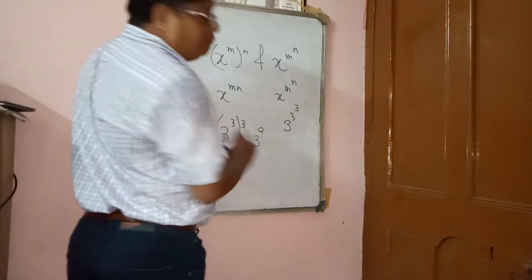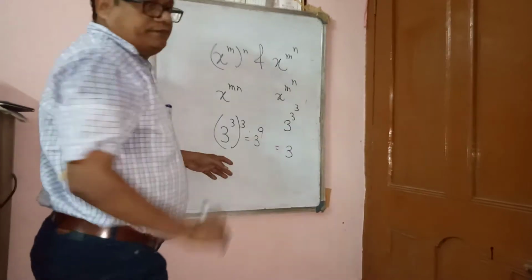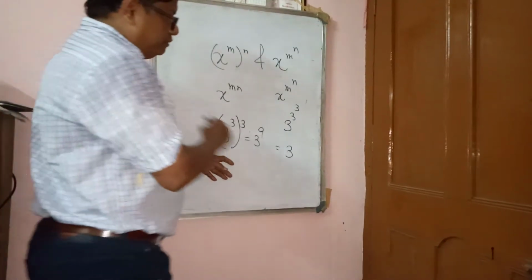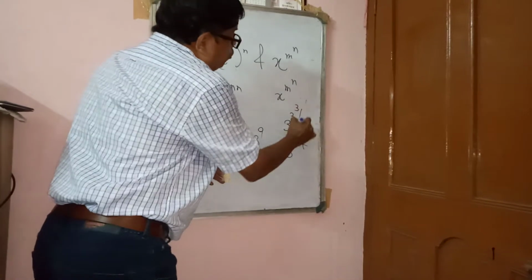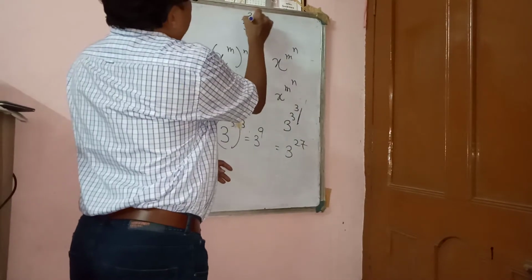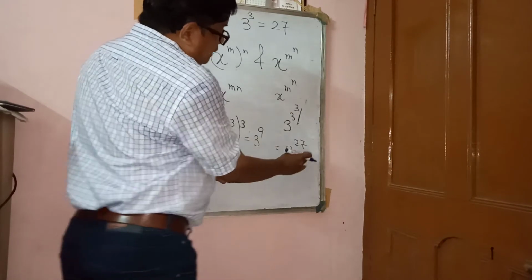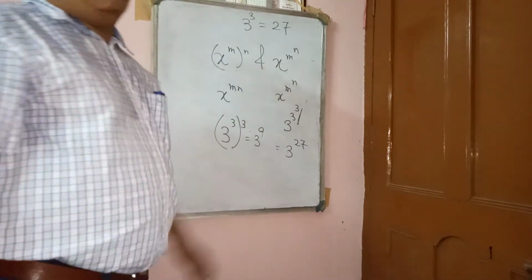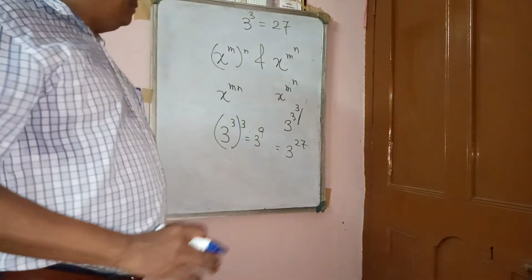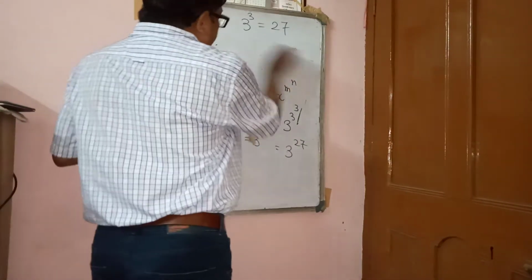See, if we write here 3 to the power 3 to the power 3, don't multiply it. This power is given. So 3 to the power 3 to the power 3, this will be 27. 3 cube, what is the value? 3 cube will be 27. So 3 to the power 27. See, there is a far difference. Suppose I am writing here. Is this understood?